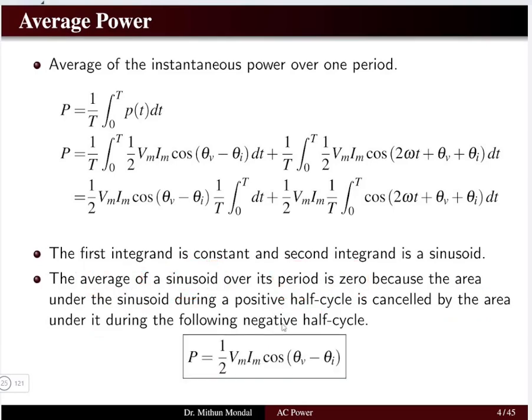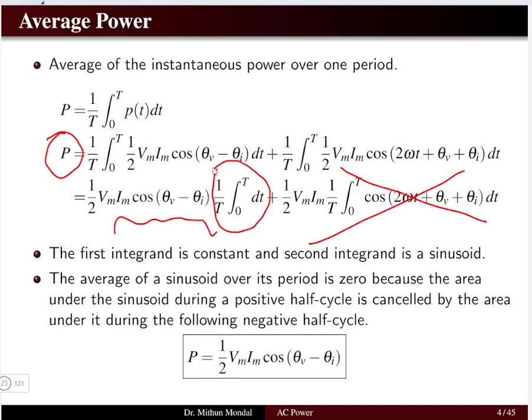Now, if it is so, then how are we getting the average power equation? We will not have this part because its average will be zero, and the first part terms will cancel each other, and we will get the value half Vm Im cos of theta V minus theta I. This difference is basically the phase difference between the voltage and the current. So this is the equation of the average power which a wattmeter is measuring.